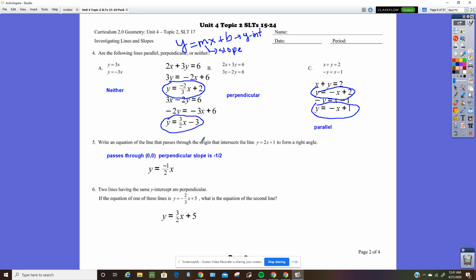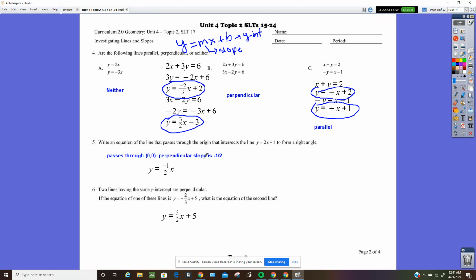Then write an equation that passes through the origin and intersects the line y equal 2x plus 1 to form a right angle. So that means the perpendicular slope, if the slope of this line is 2, the perpendicular slope is negative 1/2. And then passing through the origin is 0, 0.